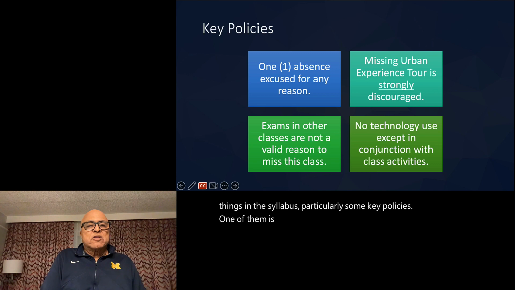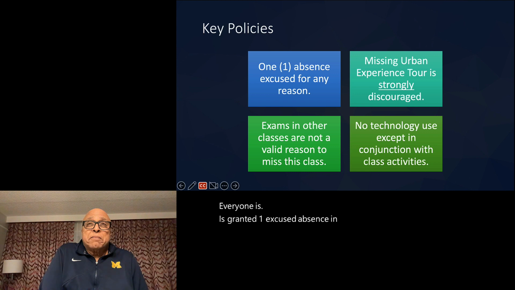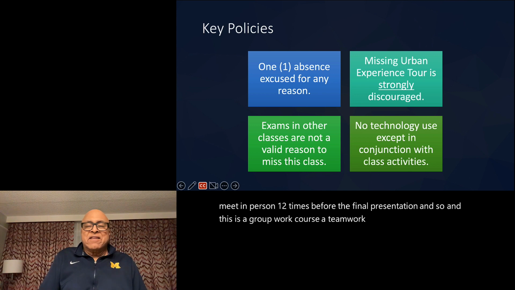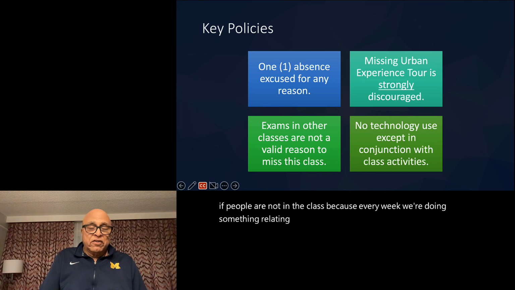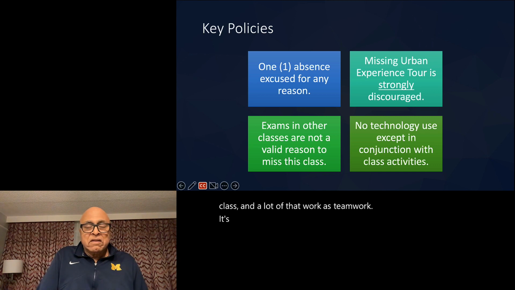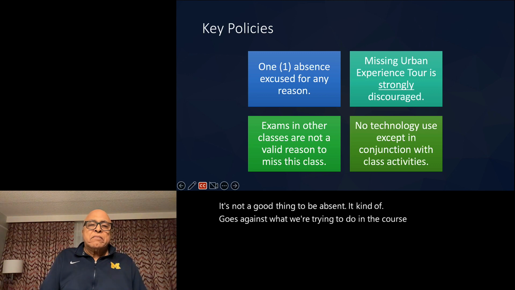One of them is the absence policy. Everyone is granted one excused absence in this course. We're only going to meet in person 12 times before the final presentation. And this is a group work course, a teamwork course, and things fall apart if people are not in the class, because every week we're doing something relating to moving forward toward our goals in the class, and a lot of that work is teamwork. So it's not a good thing to be absent. It kind of goes against what we're trying to do in the course. So bottom line, everybody gets one absence.